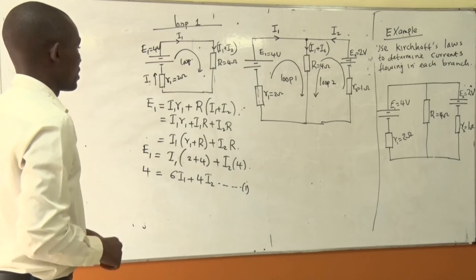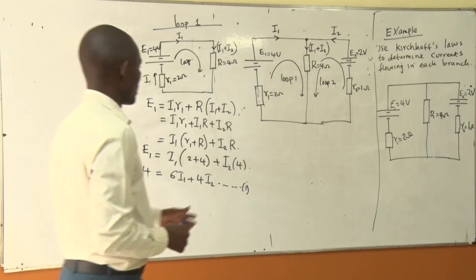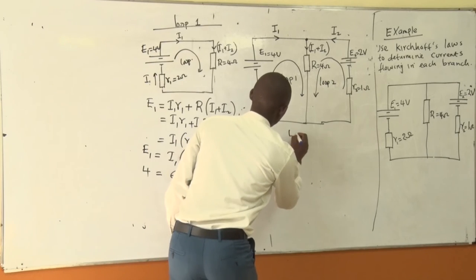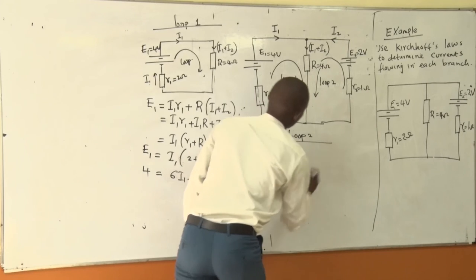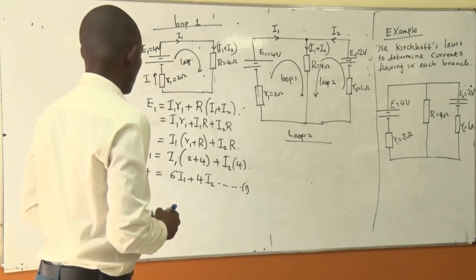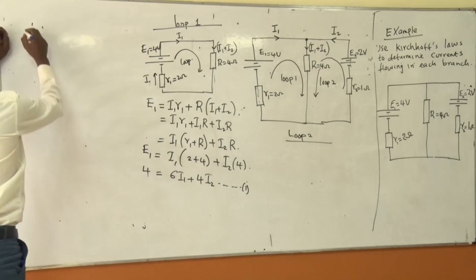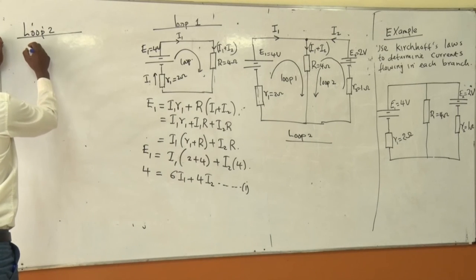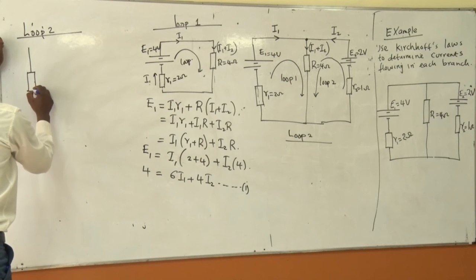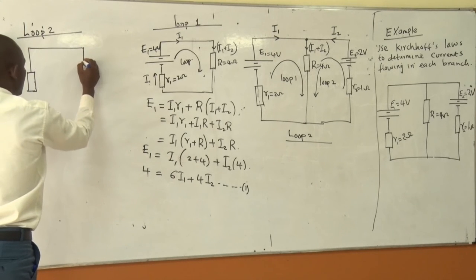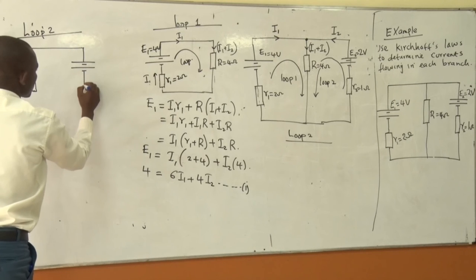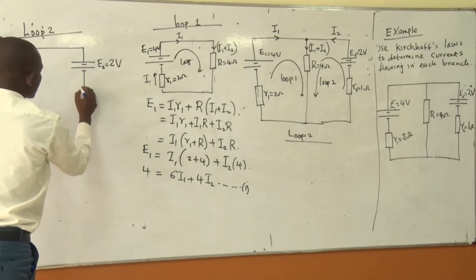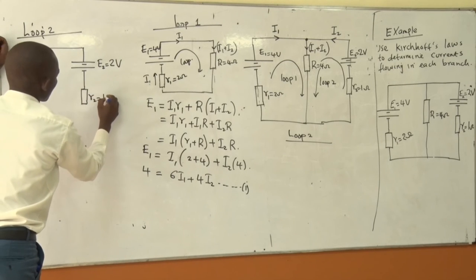After you have done this, we are now moving to loop 2. We can even draw it here. Let us have it on this other side. When you are drawing loop 2, you can have it in this format. We have our resistor there. We have this voltage source, our E2, which is equal to 2 volts. We also have a resistor there, which is R2, which is 1 ohm.